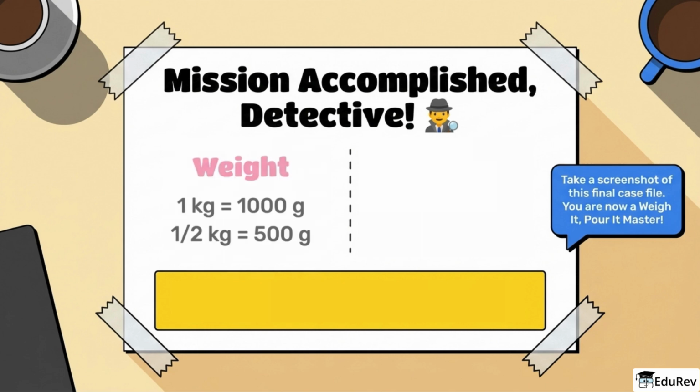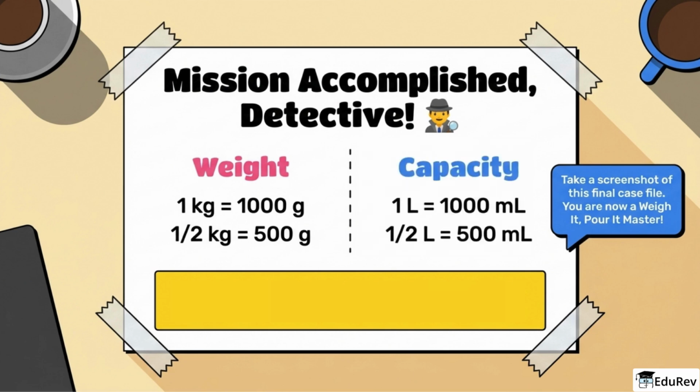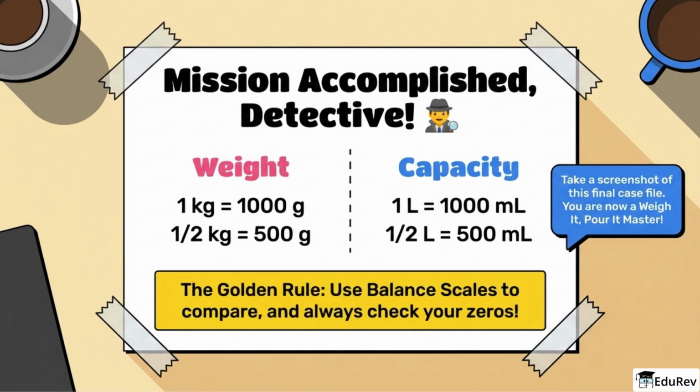Let's quickly revise everything. For weight, 1 kilogram equals 1000 grams. Half kilogram equals 500 grams. For capacity, 1 liter equals 1000 milliliters. Half liter equals 500 milliliters. And one final rule: always check your units carefully and pay attention to zeros.